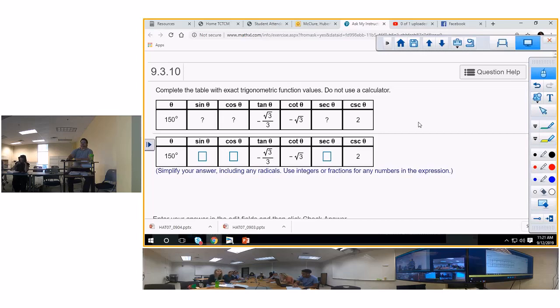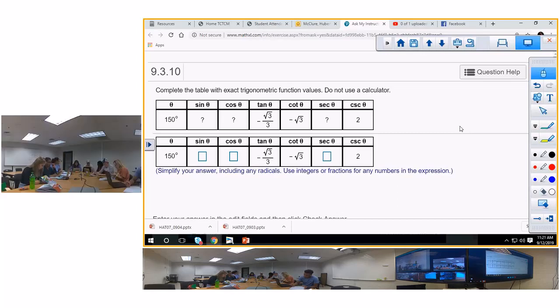Now, first of all, what's the first thing you should do? Find out where you are on the unit circle. You're in the third quadrant. I'm sorry, second quadrant. You're in the second quadrant. So I'm just going to draw a little unit circle here.